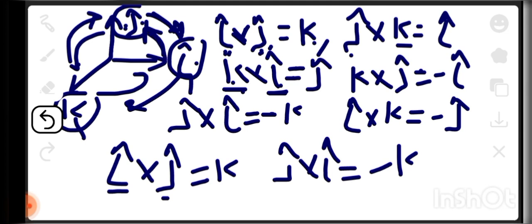If you move in the anti-clockwise direction, I cross J will be K, J cross K will be I, K cross I will be J. So please take note of that. It is very, very important. Now let me show you how to solve a typical cross product question.